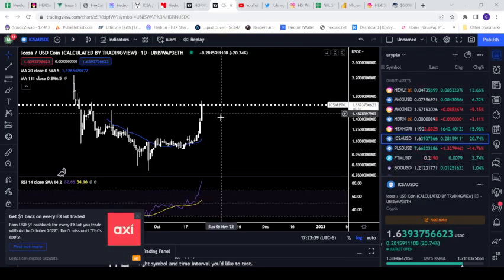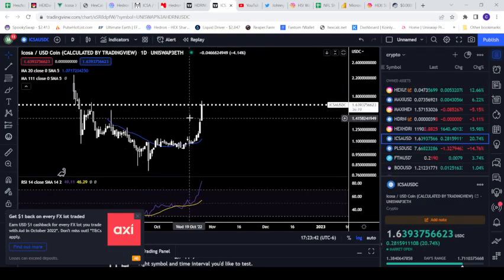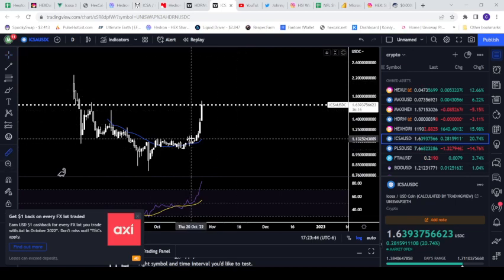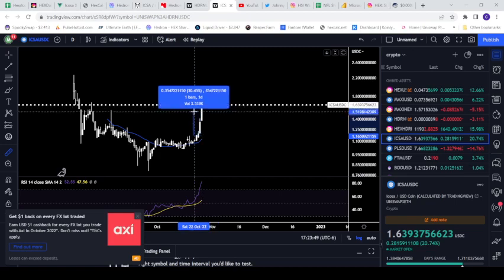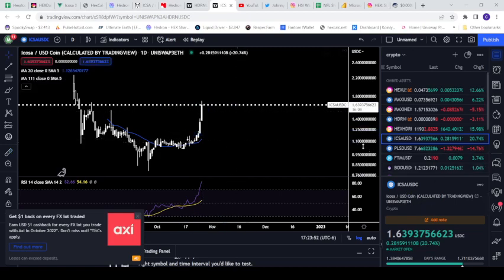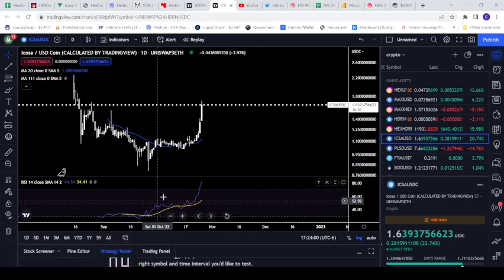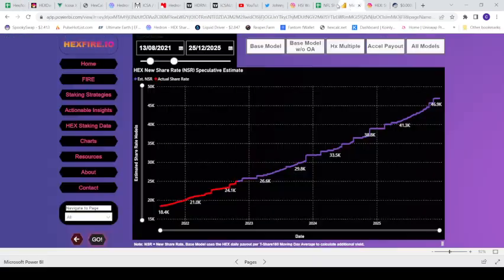As you can see, Icosa's been rallying like crazy. It's up like 40% in the past 4 days. So it's rallying pretty good. I think that's because of the HSI liquidation auctions that are coming up. And also Hex is rallying pretty good as well. So I'm just playing with the calculators and comparing what the ceiling prices were.